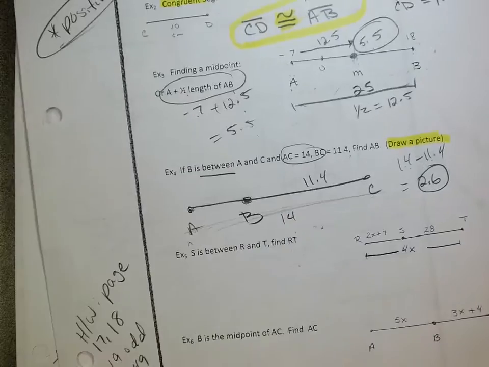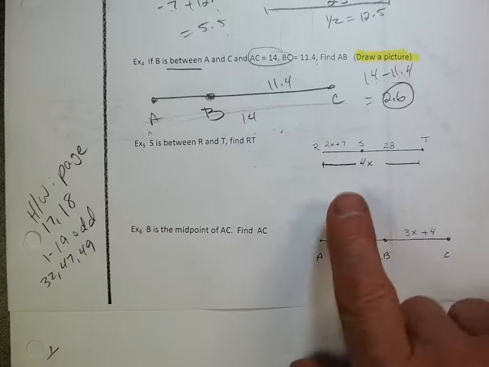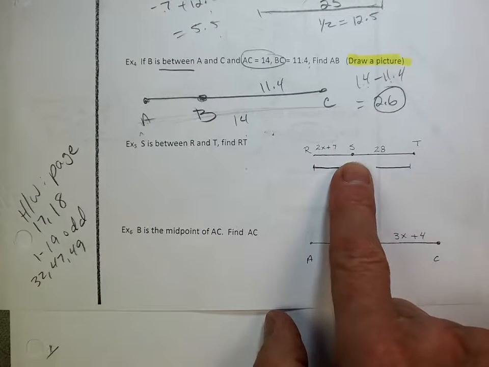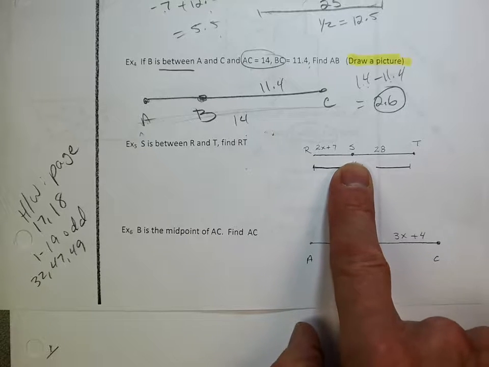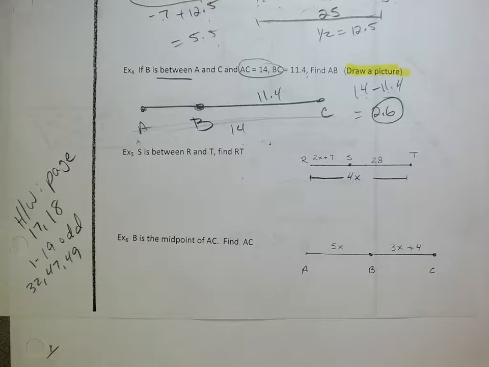This is geometry. Example 5, we're almost done. S is between R and T, okay? So is S in the middle? How many say yes? Is S in the middle? No, we don't know. It might be, but I don't think so. I know it's in between. So what do we know?